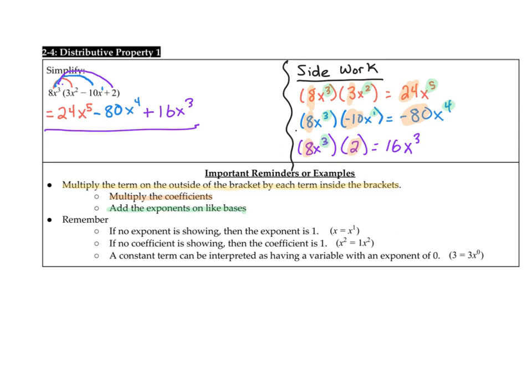And the things down at the bottom to remember: if there's no exponent showing, the exponent is 1. If there is no coefficient showing, the coefficient is 1. And a constant term basically has an exponent of 0 on the variable, in this case x.